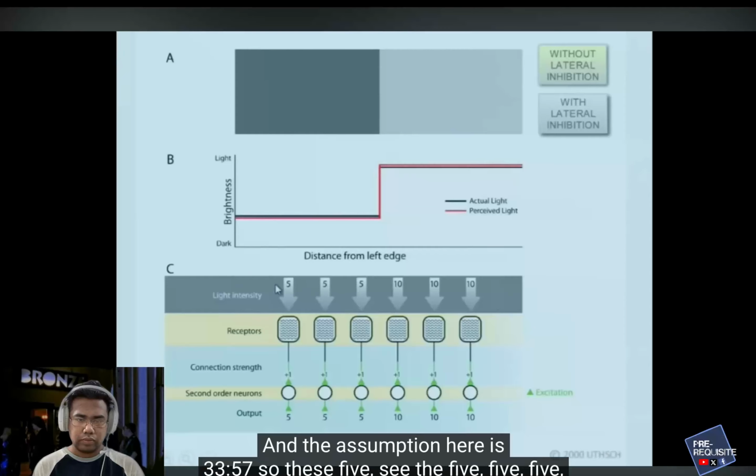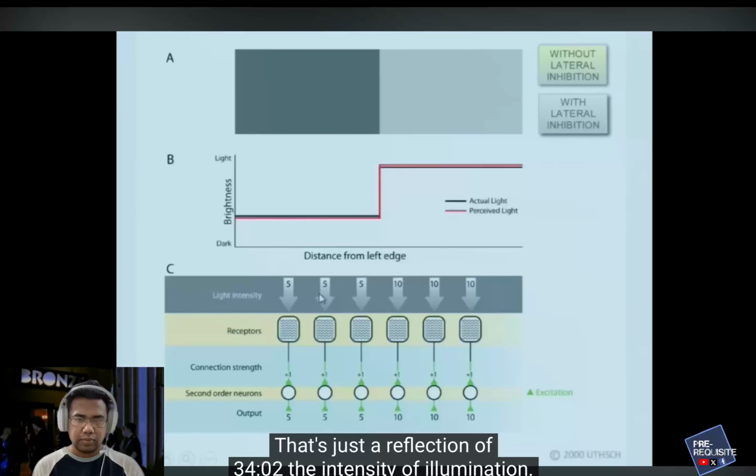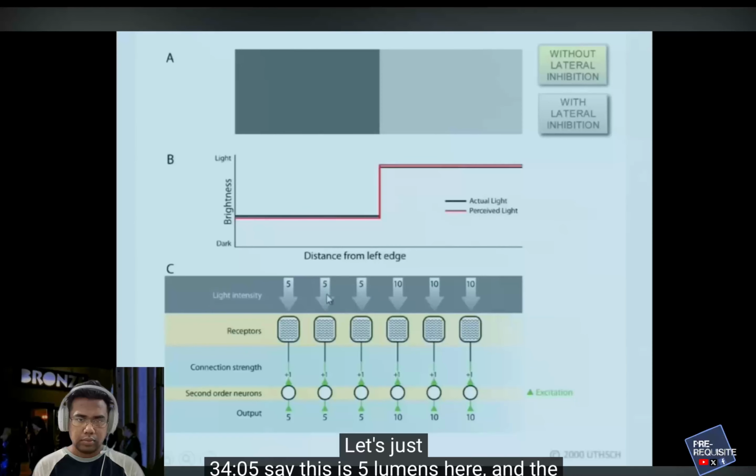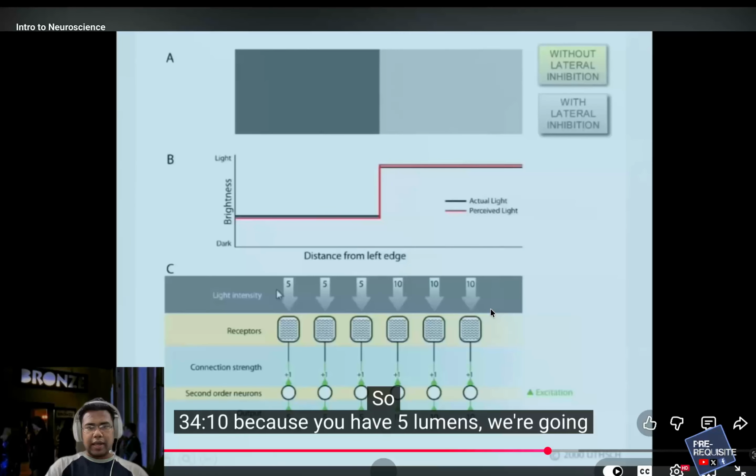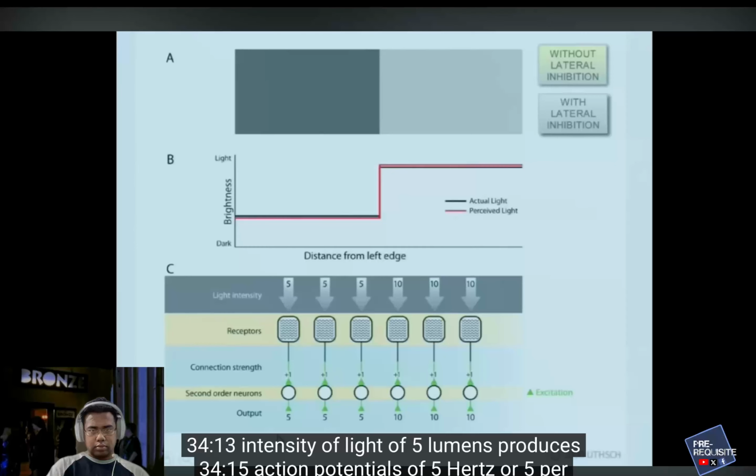And the assumption here is, so these fives, see the 5, 5, 5, and 10, 10, 10, that's just a reflection of the intensity of illumination. Let's just say this is 5 lumens here, and the brighter structure is 10 lumens, right? Lumen is the unit of light. So because we have lumens, we're going to make a very simple assumption that an intensity of light of 5 lumens produces action potentials of 5 hertz, or 5 per second, right?